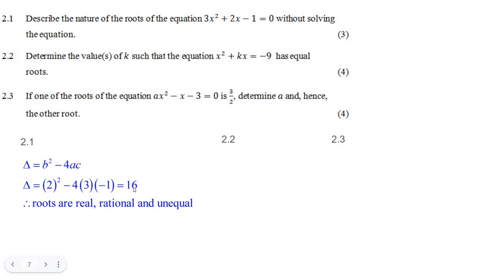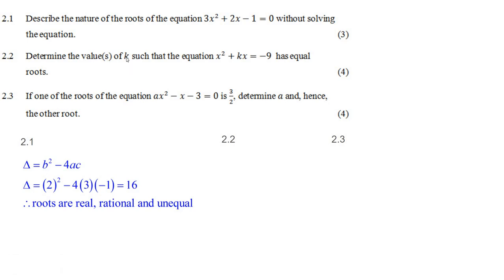I'm looking at that number 16. Now the square root of 16 is a nice even integer. So that means when I put it in the quadratic formula, I'm going to get a rational number, that it's going to be real, and I'm going to get two different answers, plus and minus 4. So they're going to be unequal. Well, that's the nature of those roots in that quadratic equation.